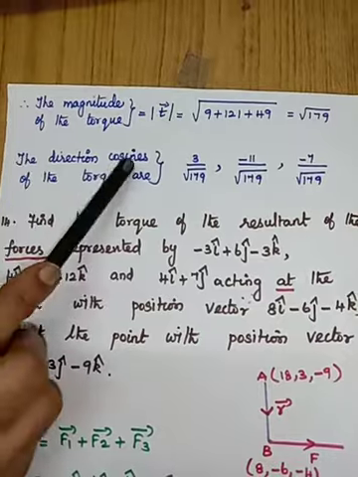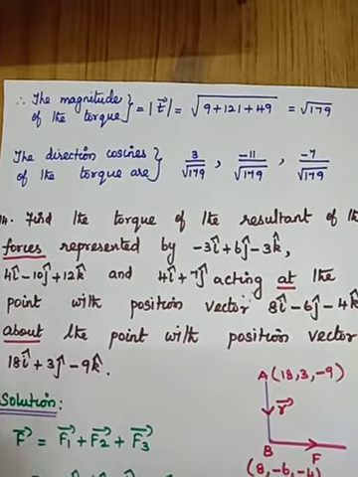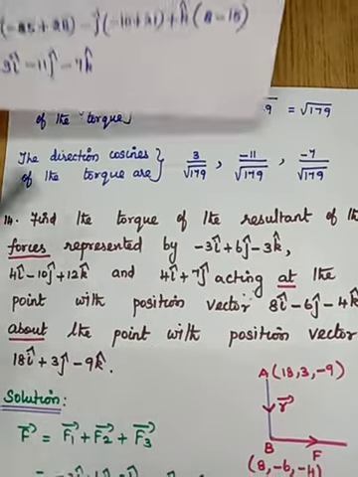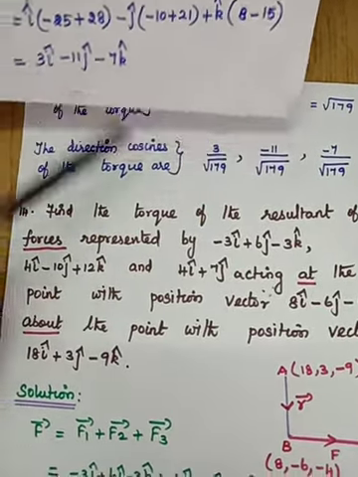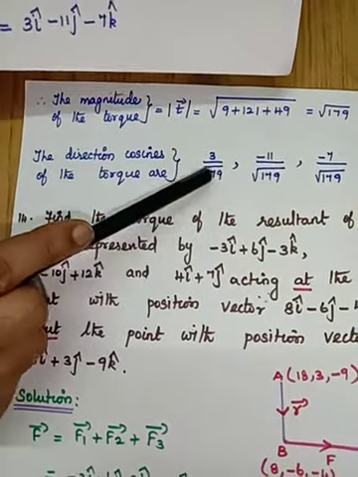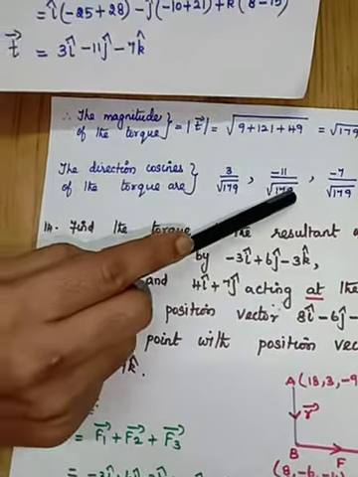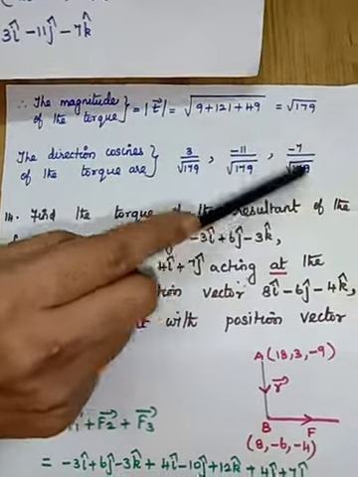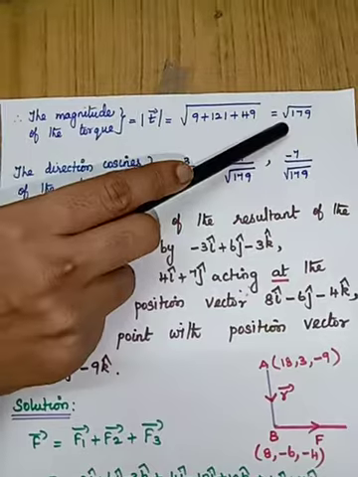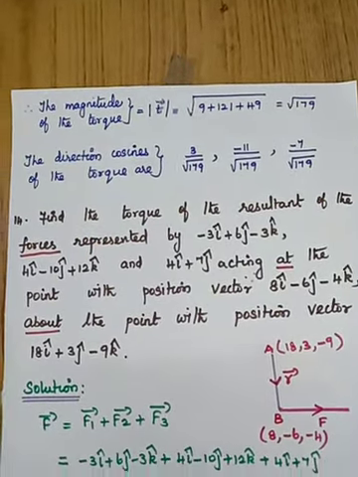Next you have to find the direction cosines of the torque. What is the formula? x by r, comma y by r, comma z by r. Your x is what? 3. 3 by, what is r? The modulus of it. So square root of 179. Next, y is minus 11 by square root of 179, comma z by r, that is minus 7 by square root of 179. So we have completed the 13th problem.